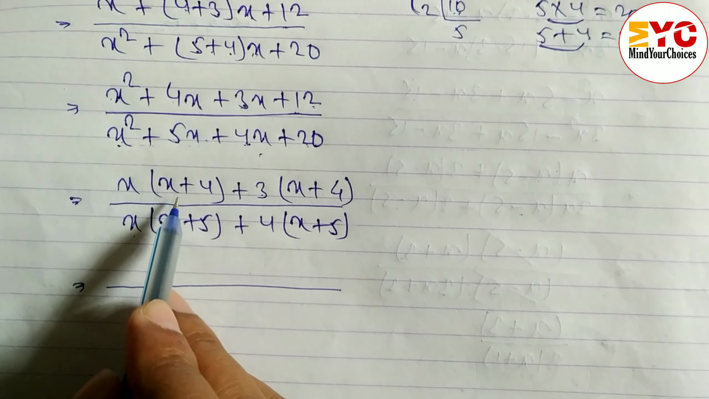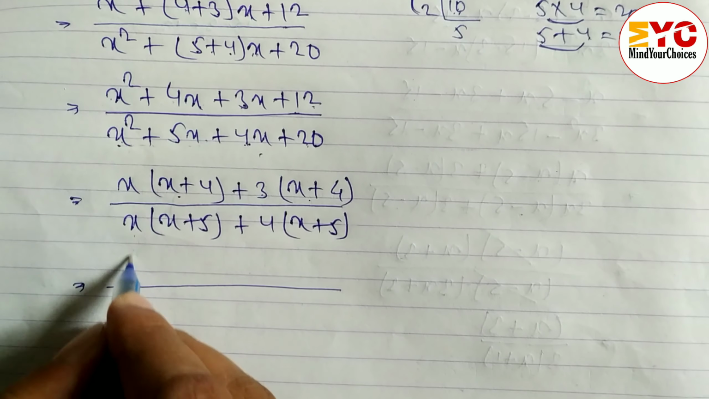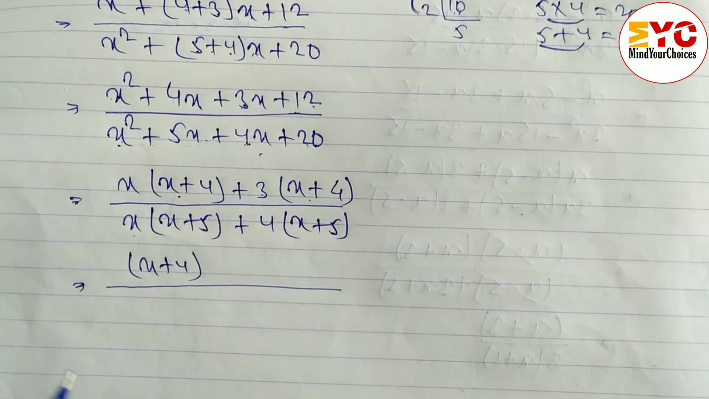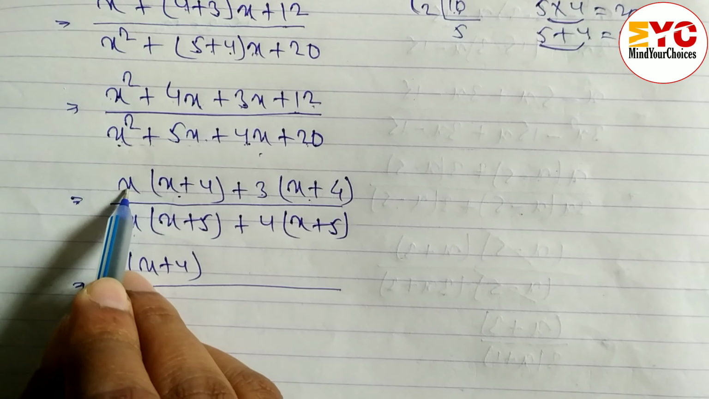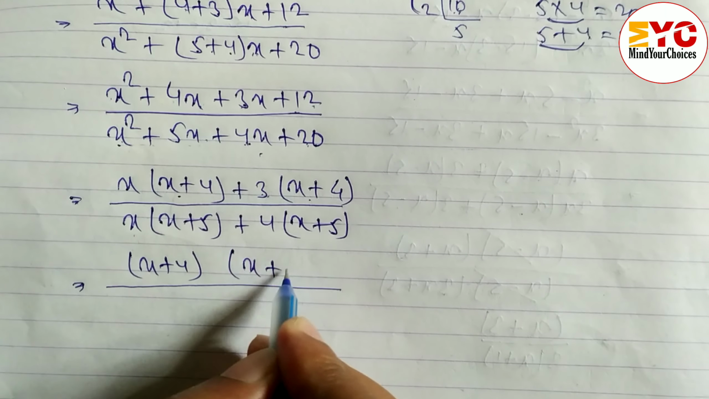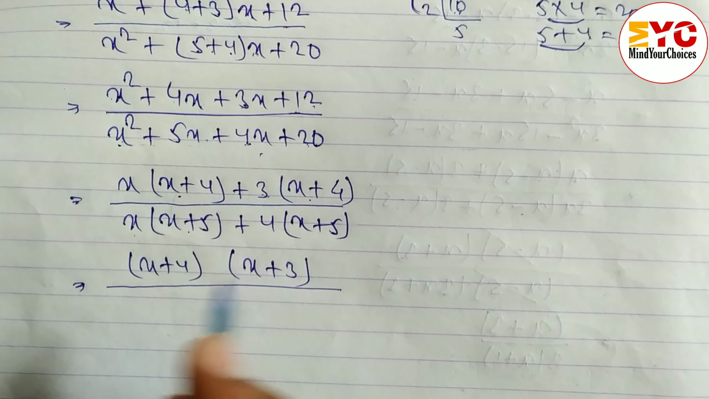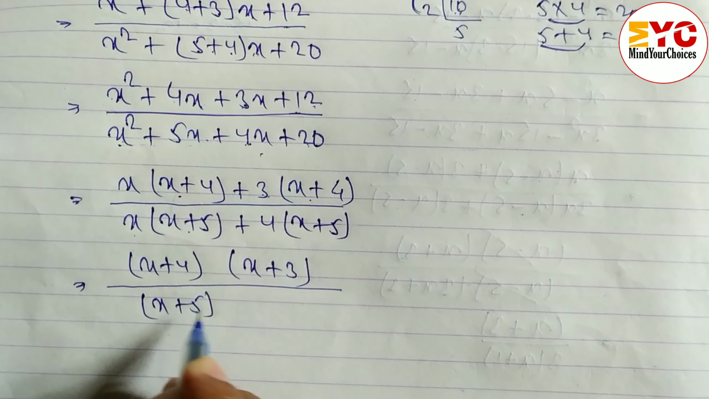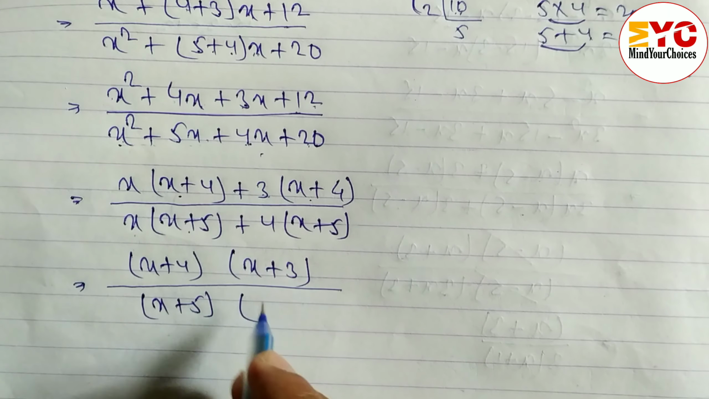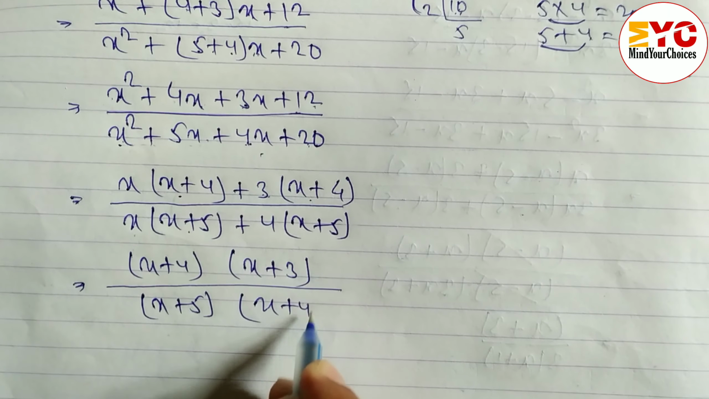Okay, so you can see here x plus 4, x plus 4. So we can write x plus 4 common, and the remaining is x plus 3. Similarly x plus 5, x plus 5, so we write x plus 5 common, and the remaining is x plus 4. Now we can cancel x plus 4 with x plus 4. What is the remaining? x plus 3 by x plus 5.